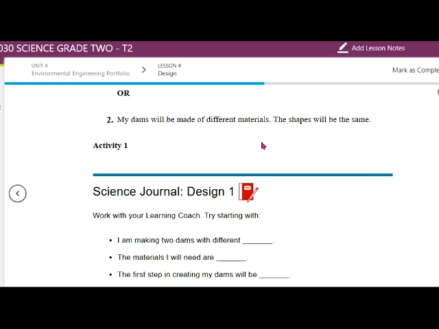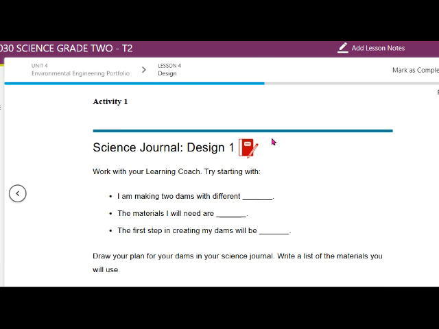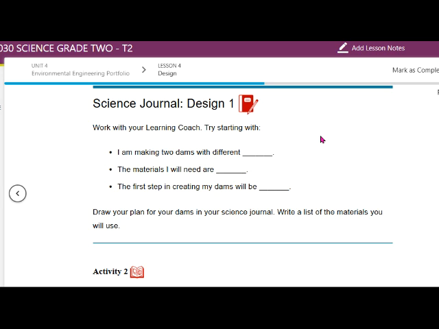Excuse me. All right, so work with your learning coach. And try starting with these sentences. I am making two dams with different blank. The materials I will need are blank. The first step in creating my dams will be blank. And then draw your plan for your dams in your science journal. Make sure you write a list of materials you will use.